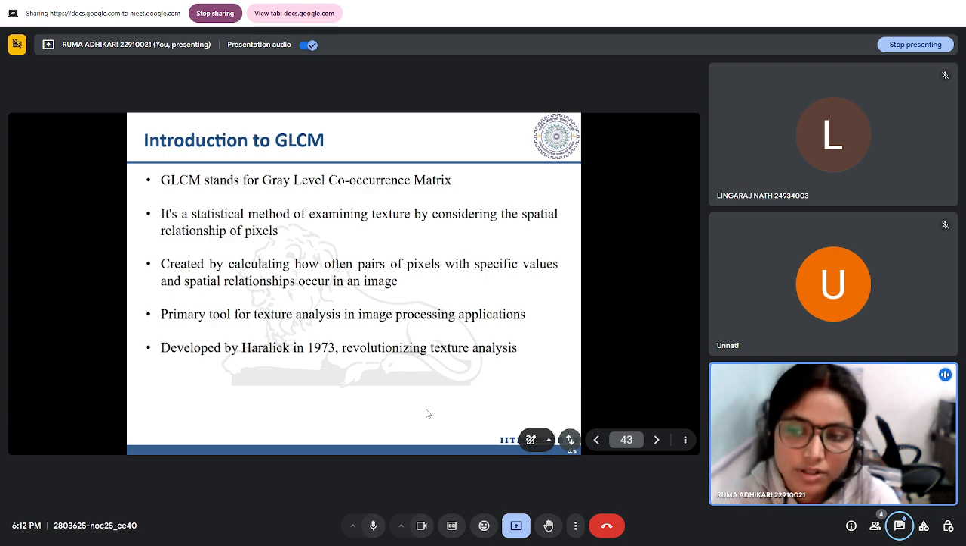It is very popular. It was developed by scientists in 1973, and it is one of the most popular methods for texture analysis in SAR images.